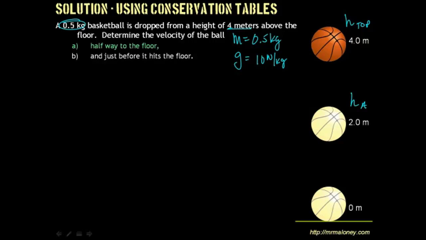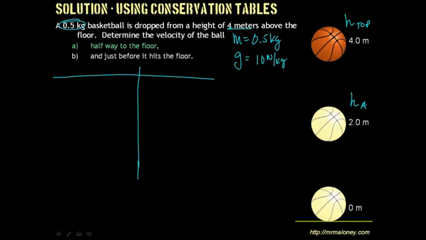Now, we can also assume that air resistance is very, very small, so we don't have to worry about it. And if there are no other outside forces acting on our basketball, we can assume that mechanical energy is conserved throughout the entire path the ball is falling. So I'm going to set up a table to help me organize my thoughts.